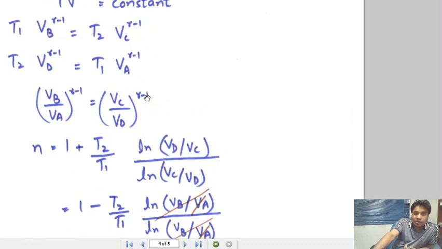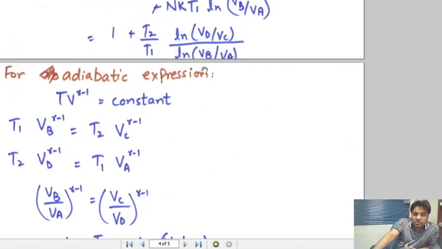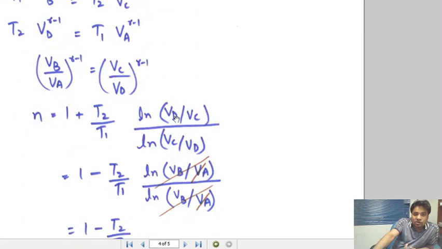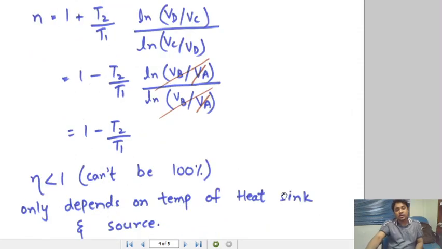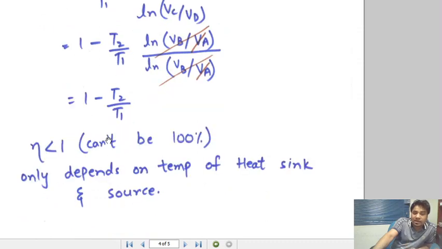So what we find here is that you can write this expression in terms of VC and VD as well as in terms of VB and VA. So the final efficiency of this cycle will be equal to 1 minus T2 over T1, and this shows that the efficiency of this Carnot cycle can't be 100%. So it is always less than 1, and it depends on the temperatures of the heat sink and heat source, and it is independent of the gas you are using, the working substance.